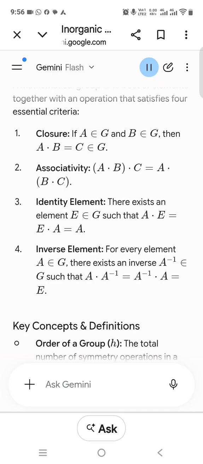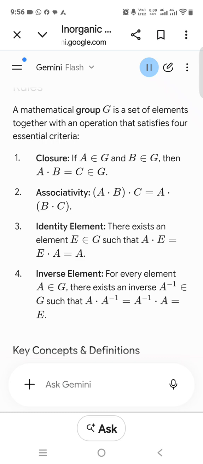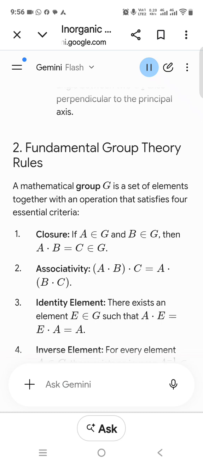Spectroscopy, IR and Raman activity. A vibrational mode is IR active if its transformation matches linear coordinates x, y, z. A vibrational mode is Raman active if its transformation matches binary product quadratic coordinates x squared, y squared, z squared, xy, xz, yz.